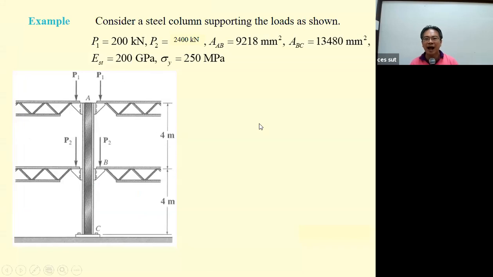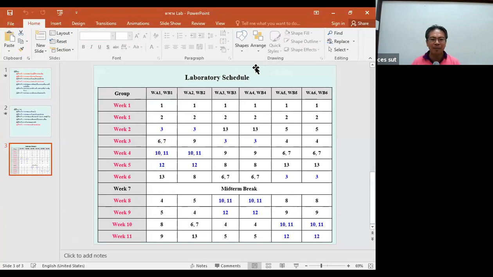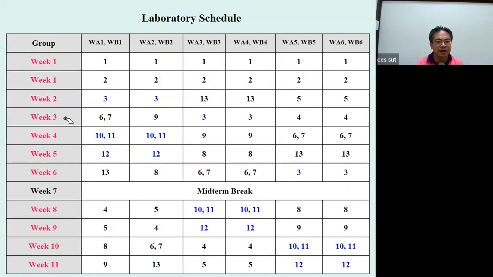But I still have to go to the lab. Okay, let me show this one. On the lab, now we have finished some overlap. We finished our lab for week 1, week 2, and week 3. We finished this one, this one, and this one.